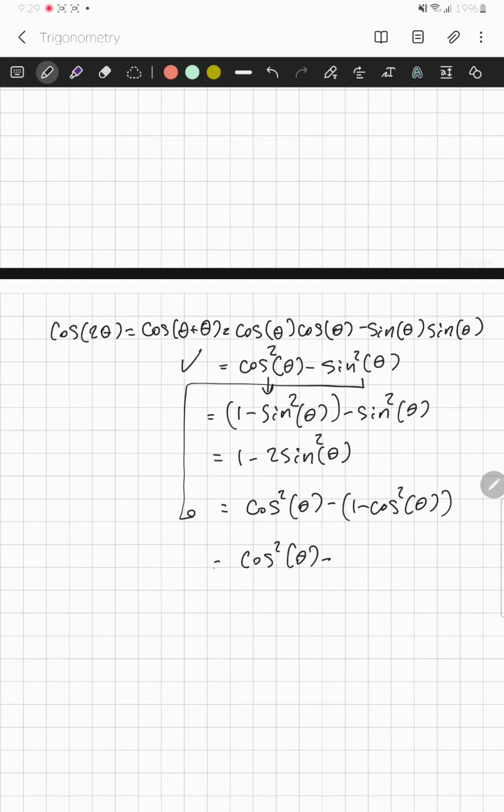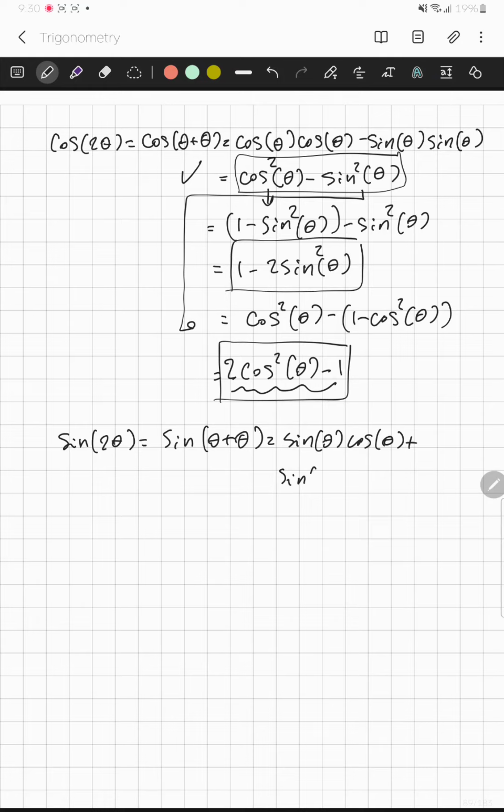Then we have the other identity, sine 2 theta. Just pretty easy, pretty simple. Sine 2 theta equals sine of theta plus theta, which equals sine theta cosine theta plus sine theta cosine theta, which equals 2 sine theta cosine theta.